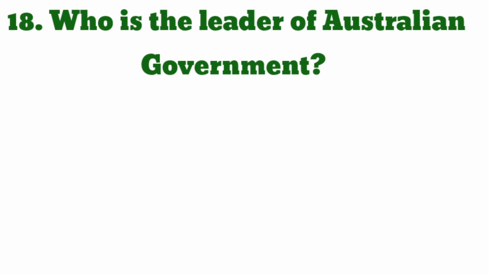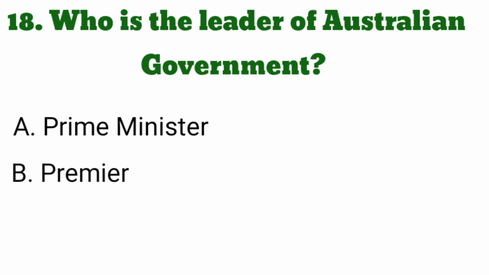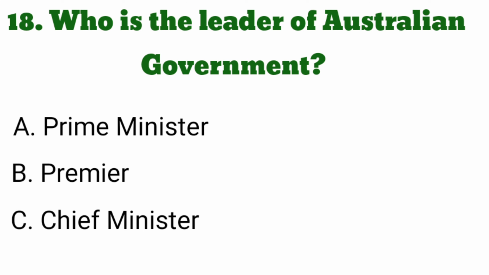Number 18. Who is the leader of the Australian Government? Letter A, Prime Minister. Letter B, Premier. Letter C, Chief Minister. The answer is letter A, Prime Minister.